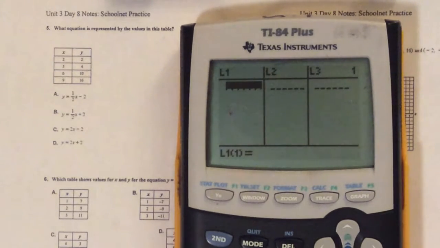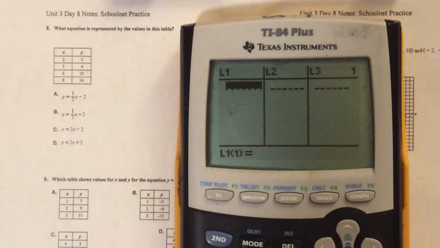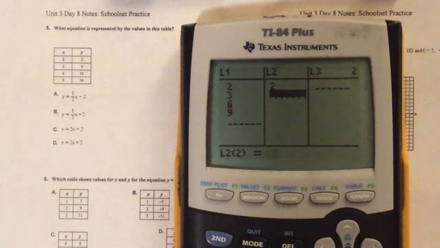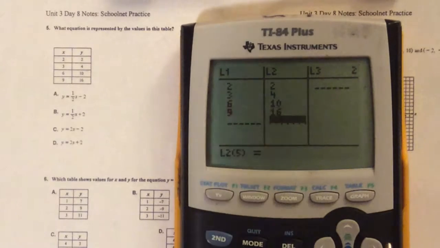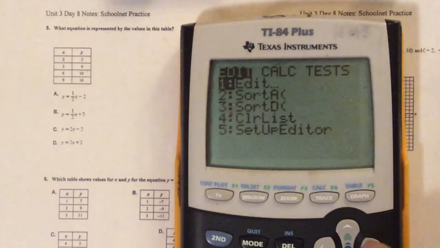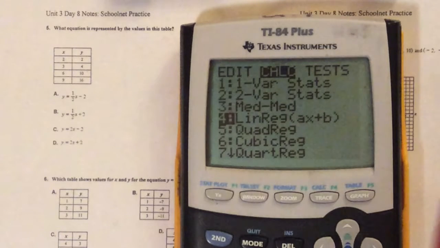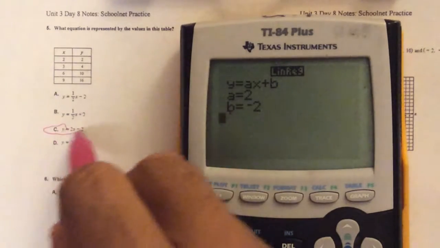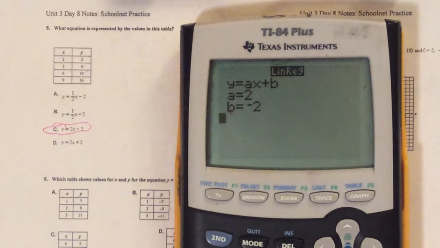You're going to click stat, enter for edit, and make sure you clear your tables and make sure you're using L1 and L2. Now L1 is going to be my first column, and as you can tell, the numbers are 2, 3, 6, 9. The other side will be 2, 4, 10, 16. Okay, now go to stat, calculate, line regression, enter, enter, enter, and your result comes out to be 2, -2. So my answer is going to be C, because the slope is 2 and the y-intercept is -2.